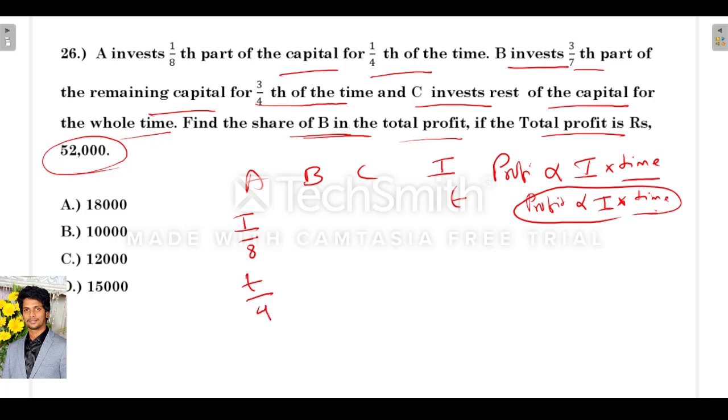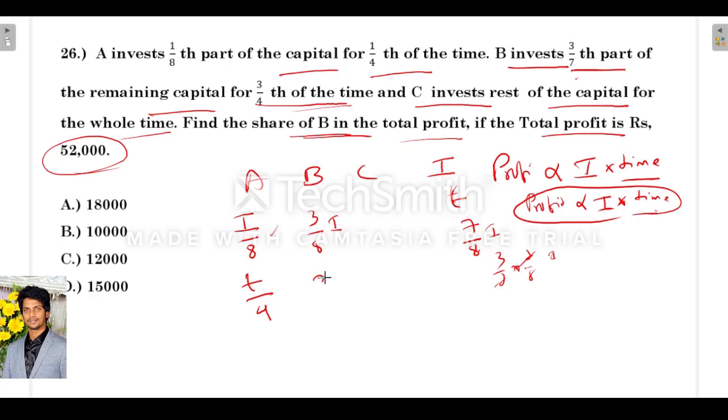So B invests 3/7 part of the remaining capital. What is the remaining capital? See, A has invested 1/8, right? So the remaining capital is 7/8 I. Out of this, 3/7 means 3/7 into 7/8 I. So B has invested 3/8 I for 3/4 of the time, where the total time is T.